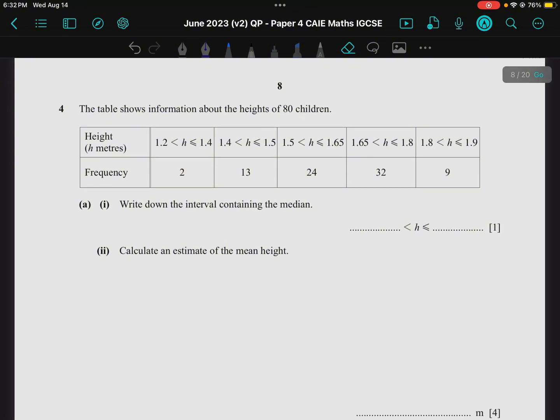So starting with question number 4, the table shows information about the heights of 80 children. Height is given in meters, frequency is given. We write down the interval containing the median. So to find the median, first we have to find the total of the frequency, written as summation f. When you add all the numbers 2 plus 13 plus 24 plus 32 plus 9, you will get 80, which is an even number.